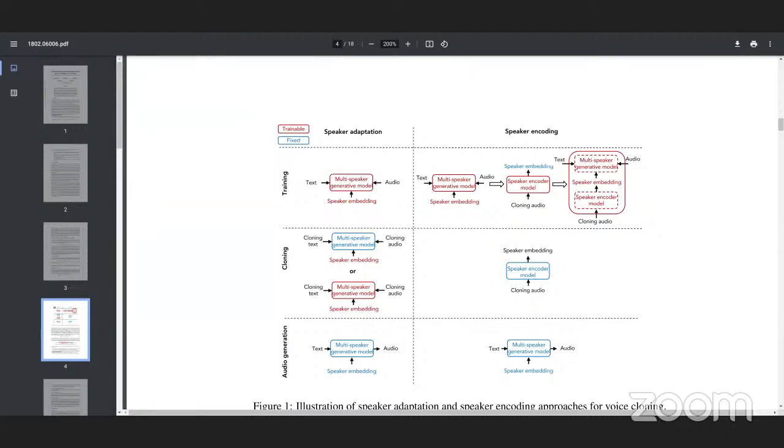I have a basic question on the first screen. You have a text and audio, which I understood. Where is it getting the speaker embedding from? The speaker embedding is a parameter in the model itself. The first time, it is trying to find out what the speaker embeddings should be when it is training the model.